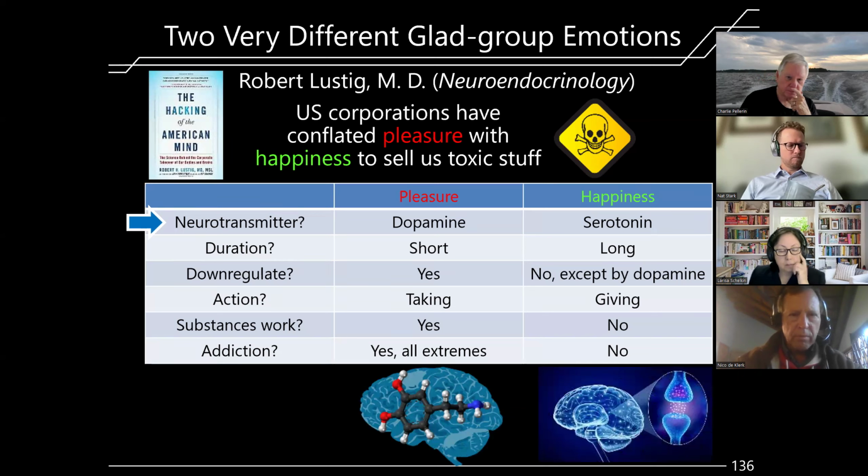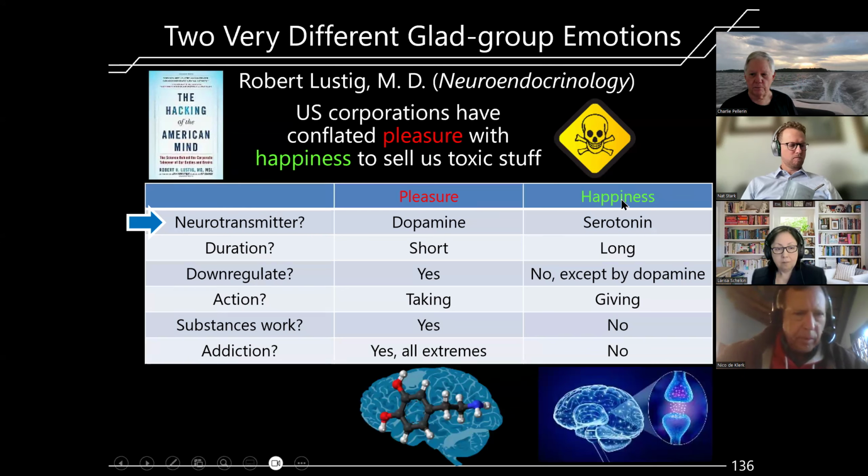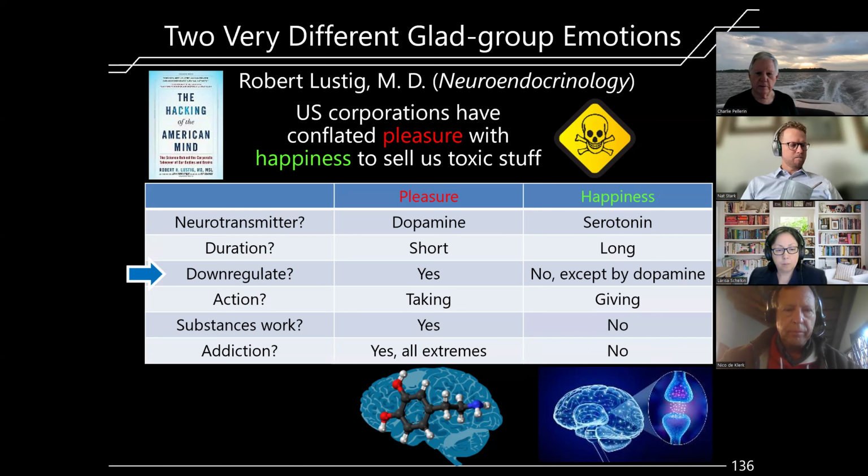So I made this table based on this data that I thought was pretty interesting. The neurotransmitter of pleasure is dopamine. The neurotransmitter of happiness is serotonin. The duration of dopamine is short and serotonin is long. Does it downregulate? What that means is, do you need more and more of it to have the same effect? With dopamine, yes. Serotonin, no, except dopamine makes it less effective. The action that supports it is taking for pleasure and giving for happiness.